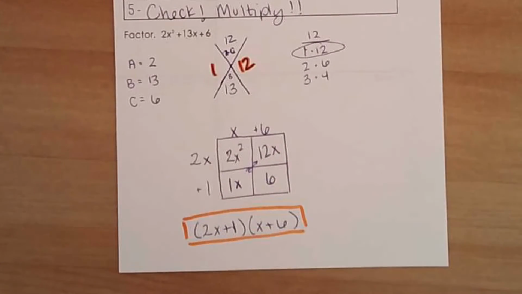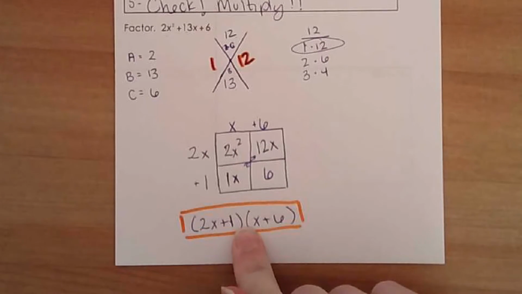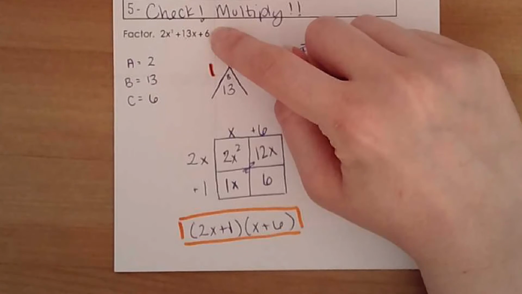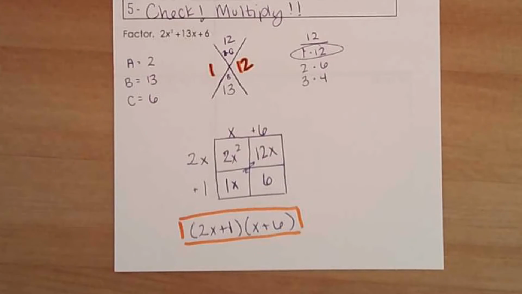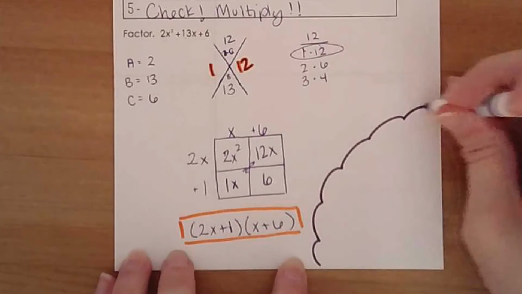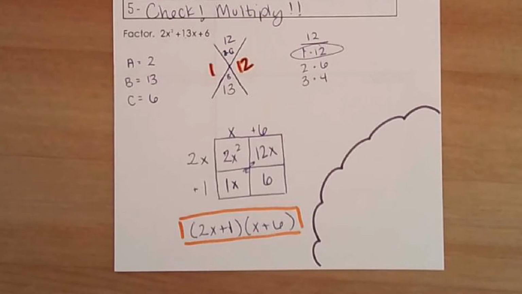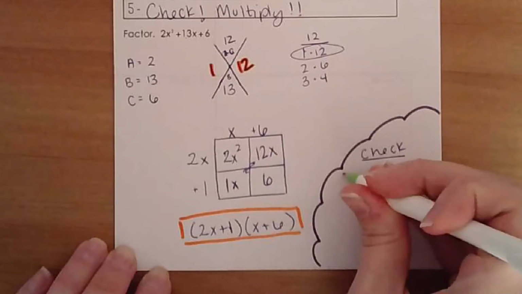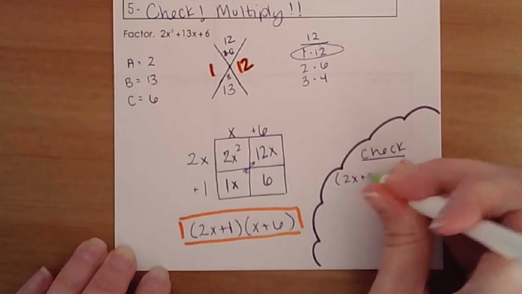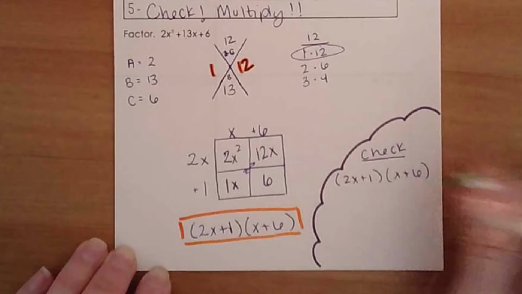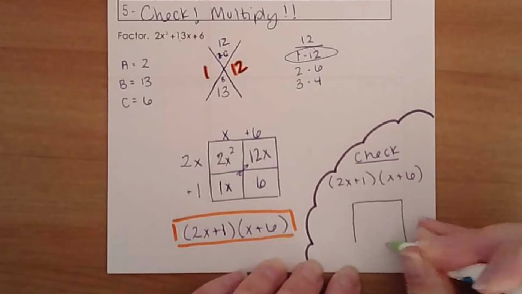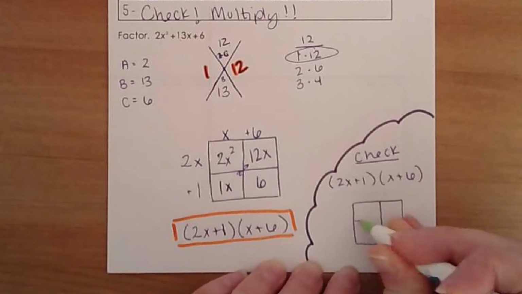So that is my factored form. The multiplication problem that I would have started with was 2x plus 1 times x plus 6, and it would hopefully give me an answer of 2x squared plus 13x plus 6. But we can check and make sure that that was the right answer, because we should always check our work. So I'm going to multiply this problem back out, and I might as well go all in on this box method.